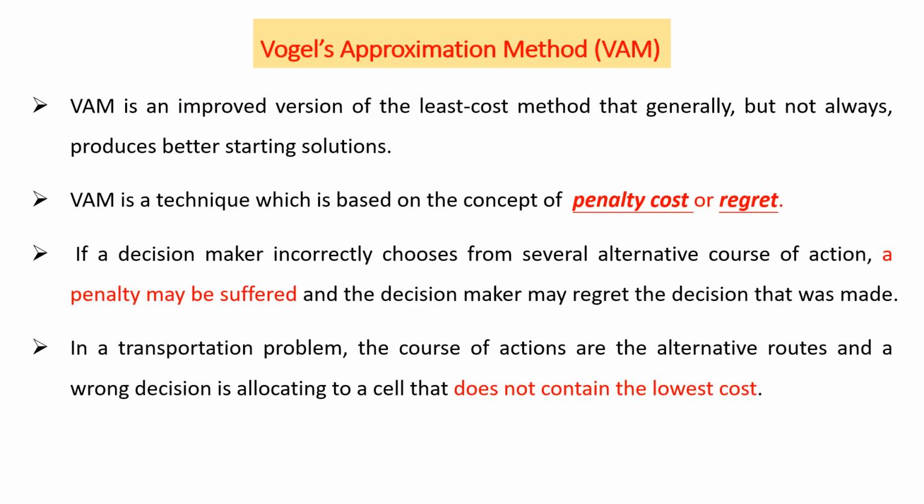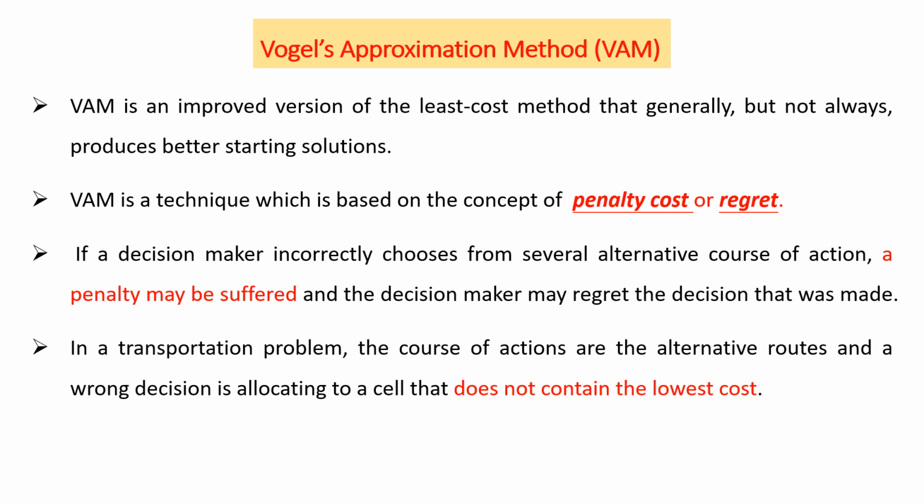Let's move to the third method, that is Vogel's approximation method, or we can abbreviate it as VAM. VAM is an improved version of the least cost method that generally, but not always, produces a better starting solution than the least cost method, but it is not always true.